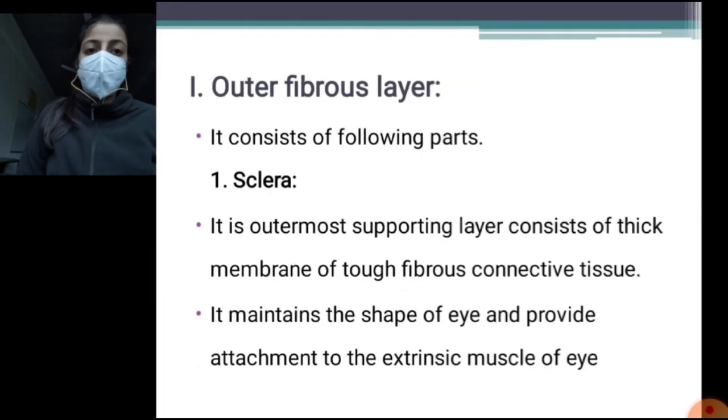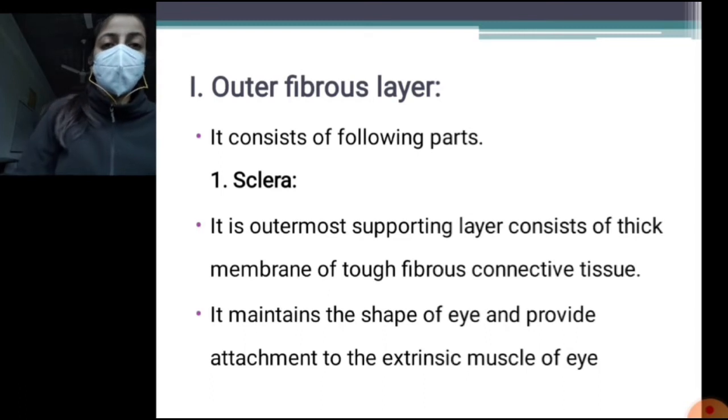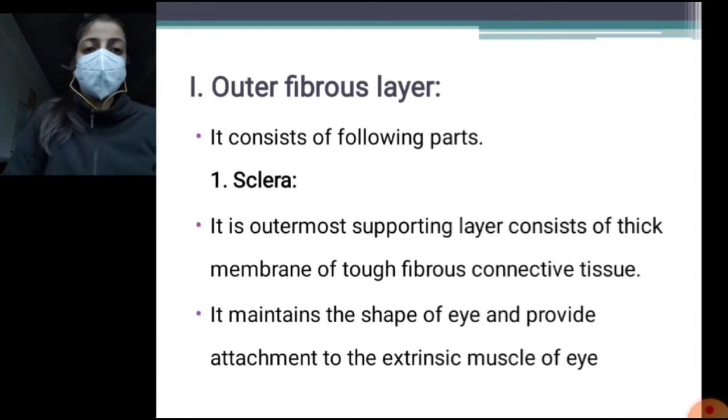Next, the outer fibrous layer. In the earlier slide we discussed that it consists of the sclera. The sclera is the outermost supporting layer, and it consists of a thick membrane and tough fibrous connective tissue. The function of the sclera is that it maintains the shape of the eye and provides attachment to the extrinsic muscles of the eye.